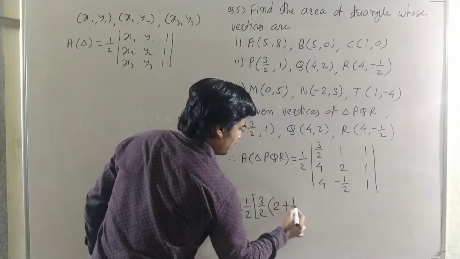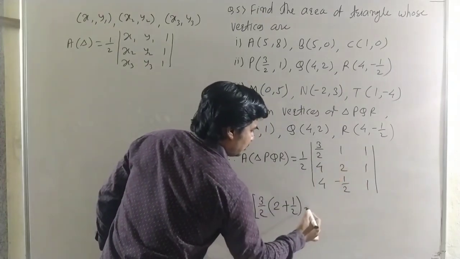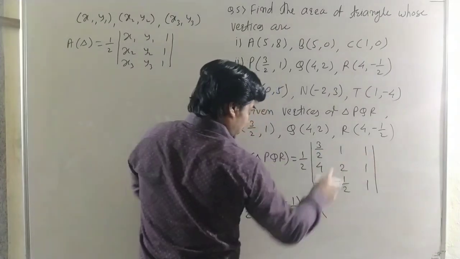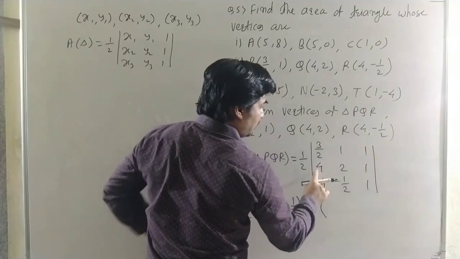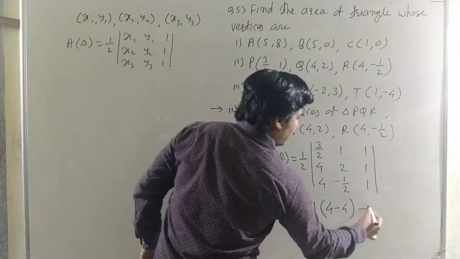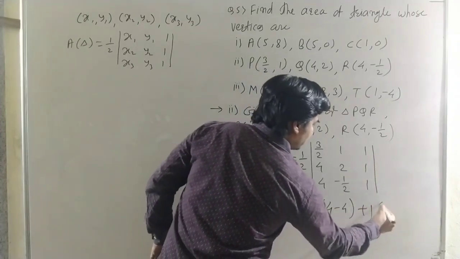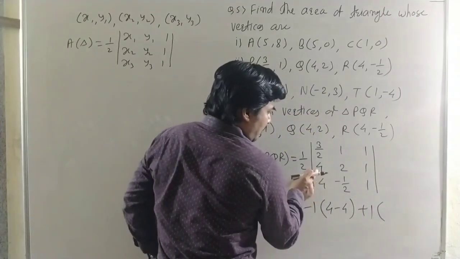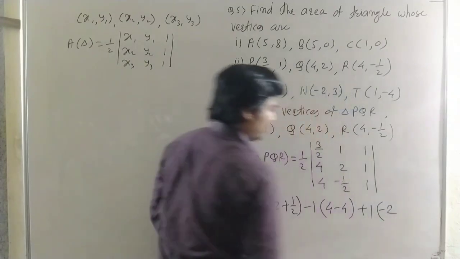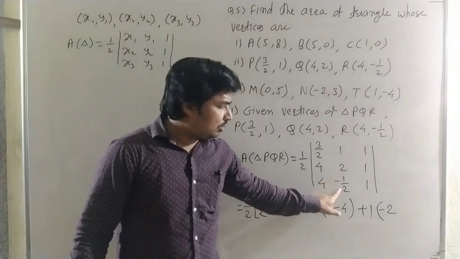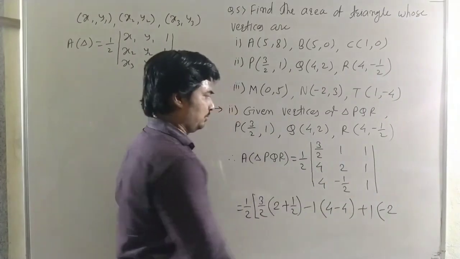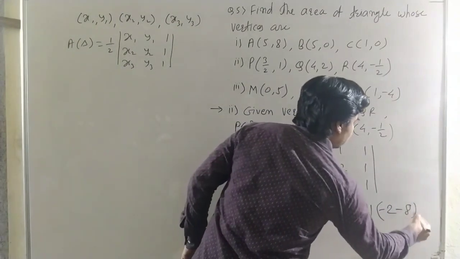Change the sign of the middle term: -1 into, again deleting its row and column, we get 4, 1; 4, 1. Therefore 4 minus 4. Then plus 1, the third element as it is, into the determinant 4 into -1/2, which is -2. See carefully: 4 into -1/2 is -4/2, and -4/2 is -2, minus 2, making -8.